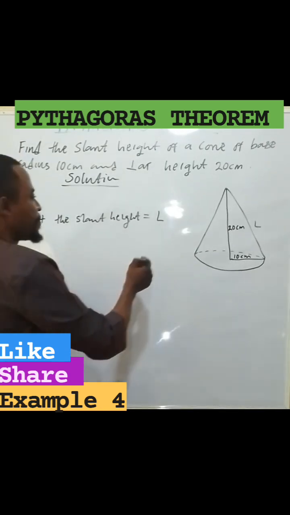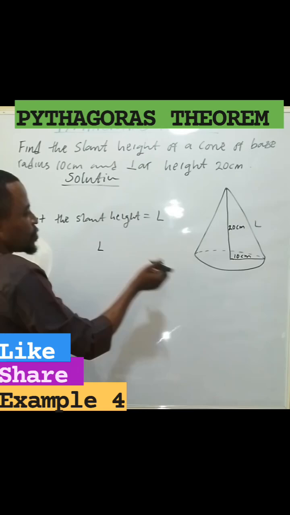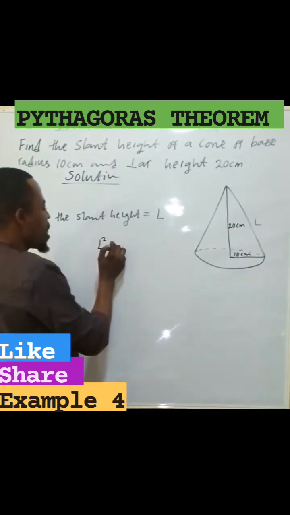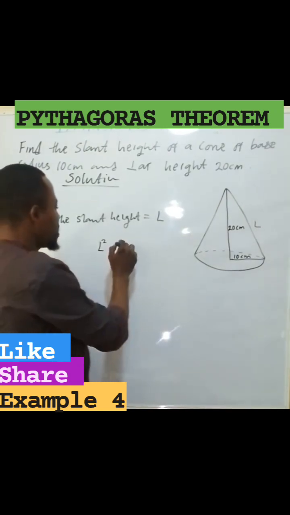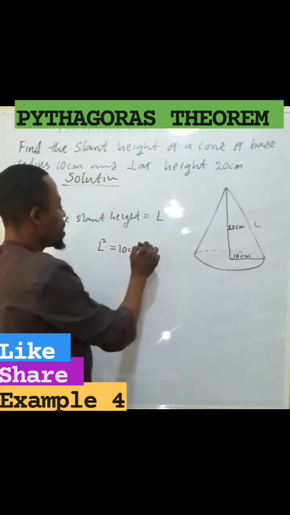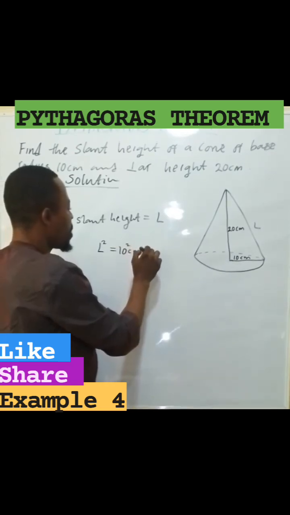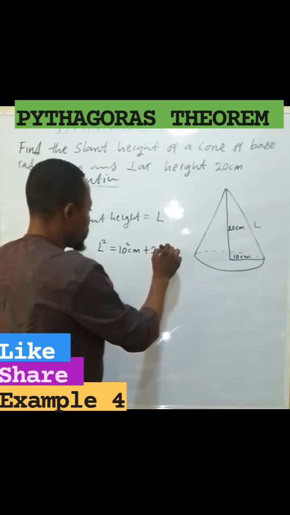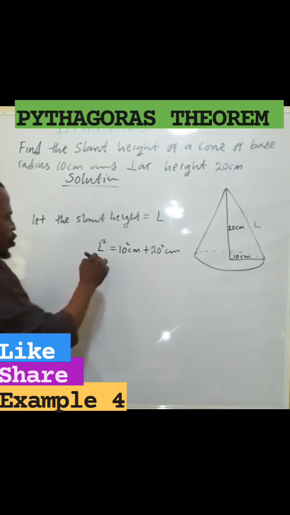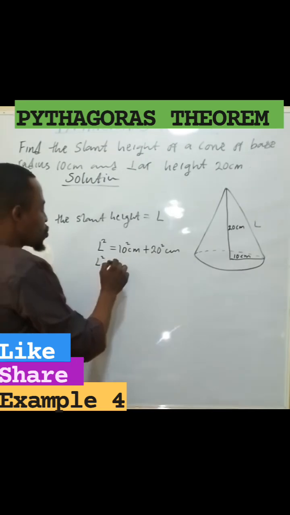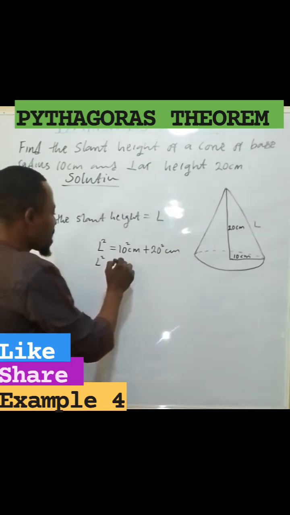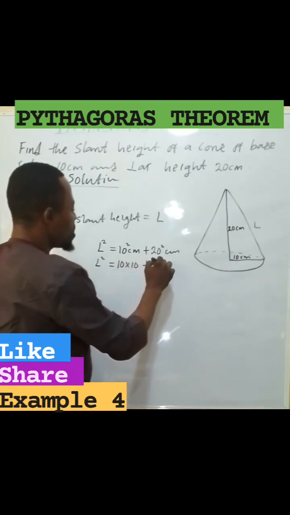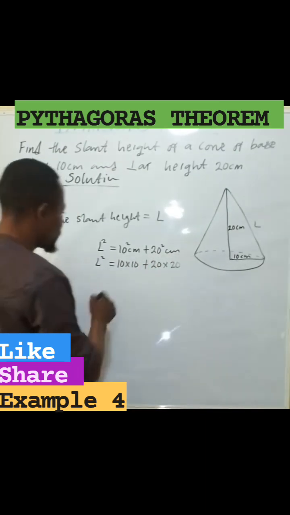Let's now solve it. So we now have our L. When you look at this L now, that's our hypotenuse. So we have L squared equals to what? 10 centimeter squared plus 20 centimeter squared. So now L squared equals to 10 squared, which means 10 times 10 plus 20 times 20.